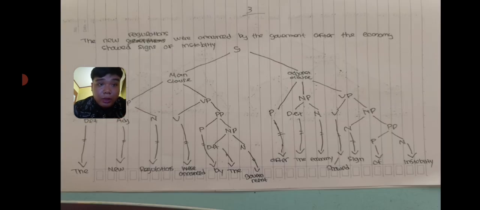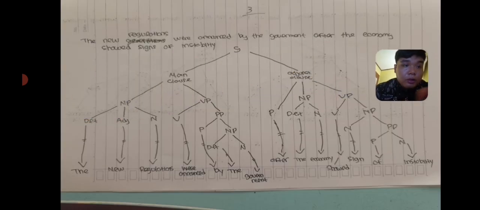Next, number three, I'm gonna move on. So the sentence is the new regulations were announced by the government after the economy shows signs of instability. So we're gonna go down into two clauses, the main clause and the adjunct clause. We're gonna discuss the main clause first. The main clause we're gonna divide into two phrases, which is noun phrase and verb phrase.